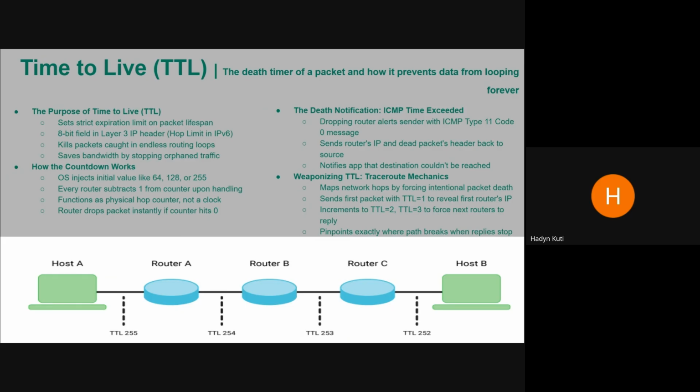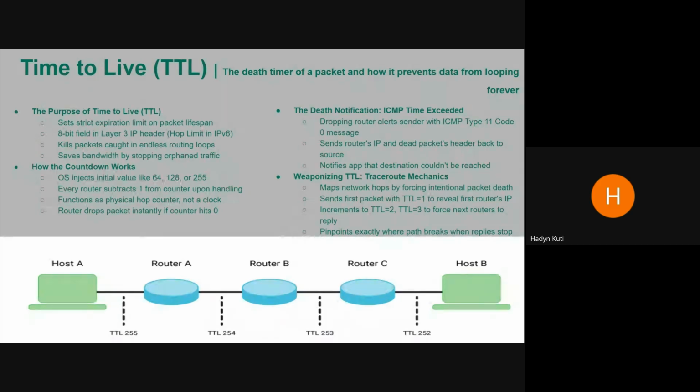TTL can be weaponized through traceroute mechanics. It maps the network hops by using intentional packet death to discover the exact path to the server. Traceroute completely flips the purpose of TTL on its head, turning a basic safety feature into an incredibly powerful diagnostic tool.